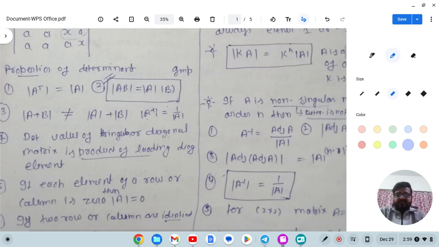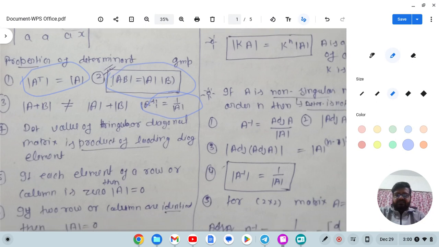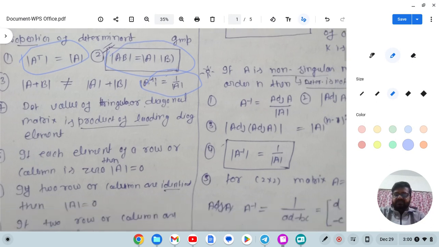The next is determinant of A inverse is equal to 1 upon determinant of A. This is a very important concept. These three concepts are very important, and questions have come from them in previous years.